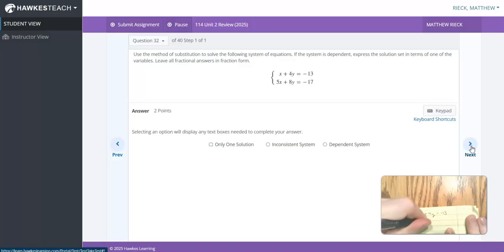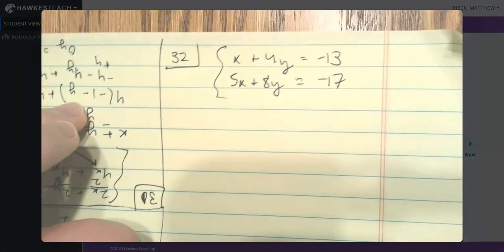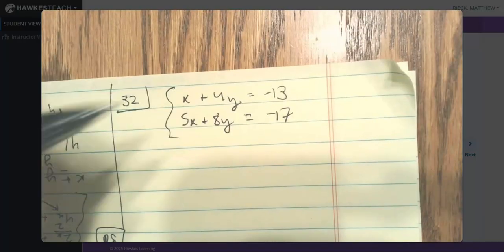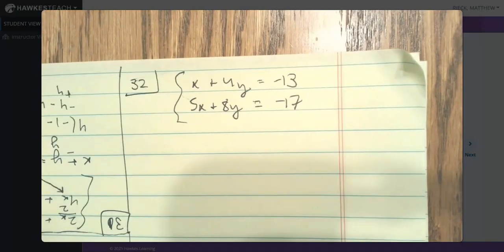And we have 5x plus 8y equals -17. Again, we're asked to use the method of substitution. With substitution, I'm going to solve the first equation for x. If you have a coefficient of 1 in front of one of your variables, that's the one you're going to solve for.